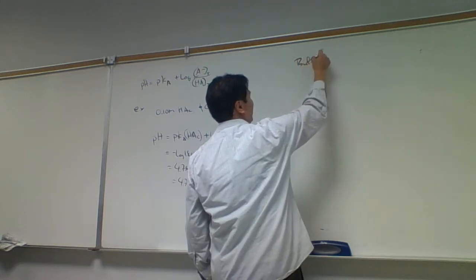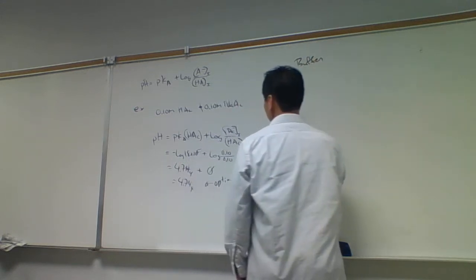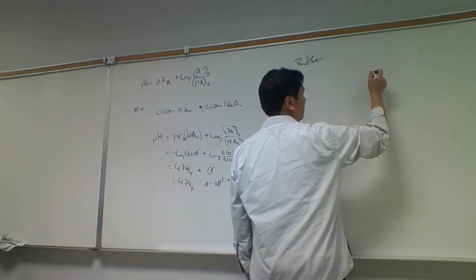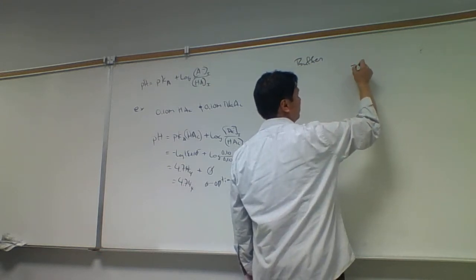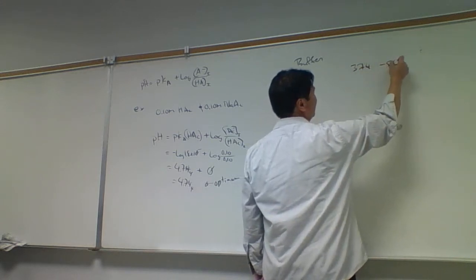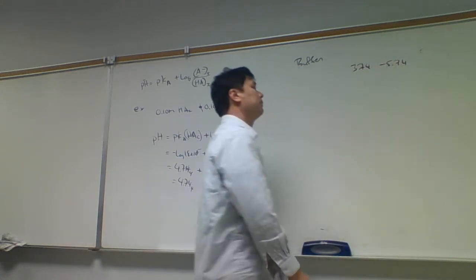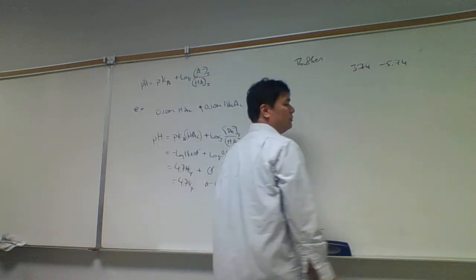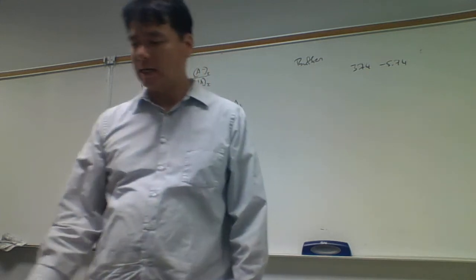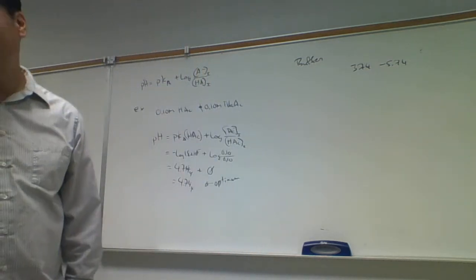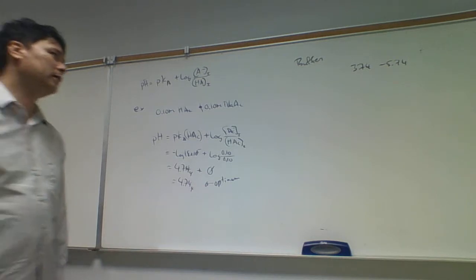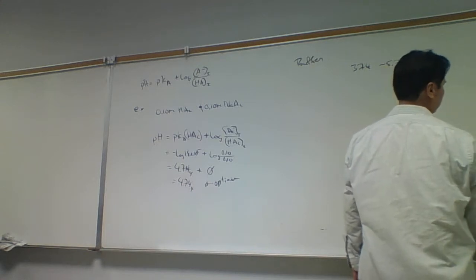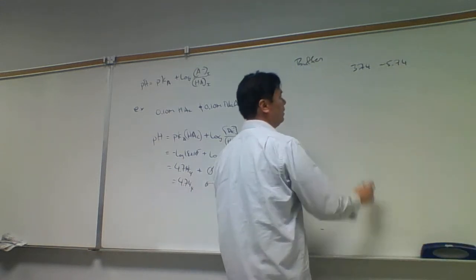But this buffer system is capable of making buffers in a certain range of pHs. And the range of pHs would be anywhere from 3.74 to 5.74. If we go lower than 3.74 or higher than 5.74, then what happens is it stops looking like a buffer and starts looking more like a base solution or acid solution.